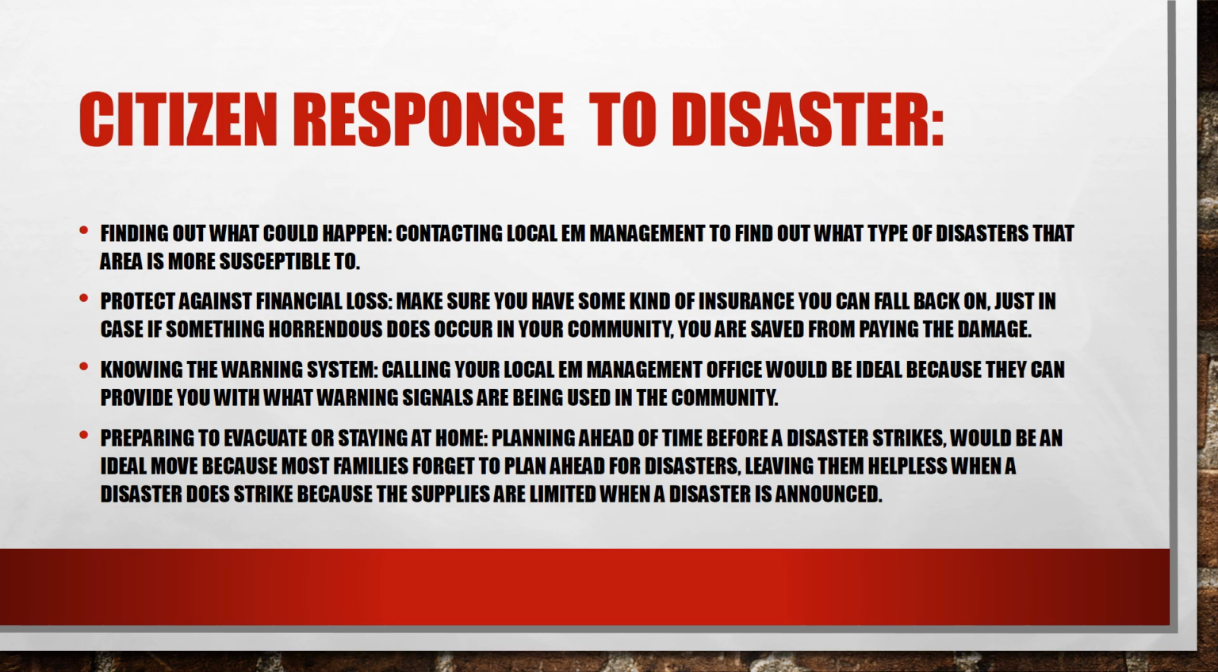So, citizen response to disaster. Finding out what could happen. You can contact your local emergency management to find out what type of disasters that area is more susceptible to. You can protect against financial loss. Make sure you have some kind of insurance you can fall back on, just in case something horrendous does occur in your community, so you are safe from paying that damage. Knowing the warning system. Calling your local emergency management office would be ideal, because they can provide you with warning signals that are being used in your community. That way you're more aware of the situation at hand.